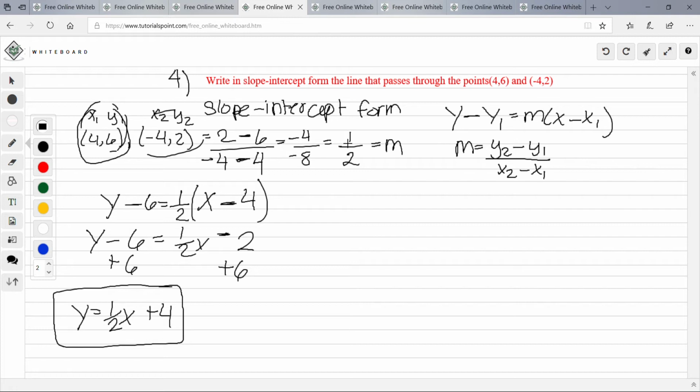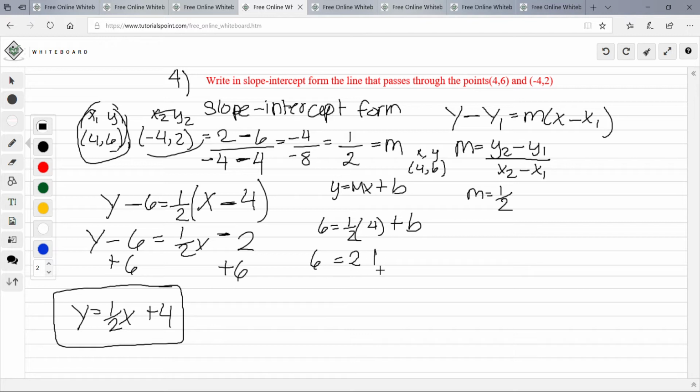The other way is we could use this equation y equals mx plus b, and since we know our slope, which is 1/2, we just gotta find b, and then you just pick a point. Same way, I'm going to use 4, 6, and plug it into the x and y. So our y is 6, so it's 6 equals, and our m is 1/2. And then our x is 4, and we don't know what our b is, so that's what we want to solve for. So 4 times 1/2 is 4/2, which is 2, plus b. We got to solve for b, so I'm going to subtract 2. 6 minus 2 is 4, and this is our b.